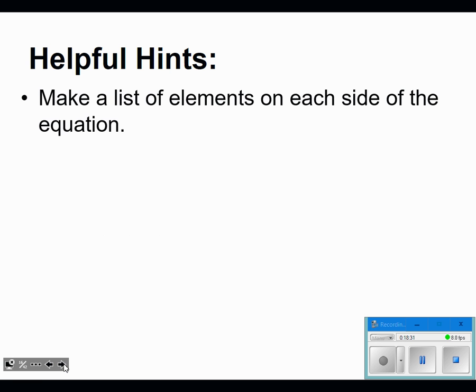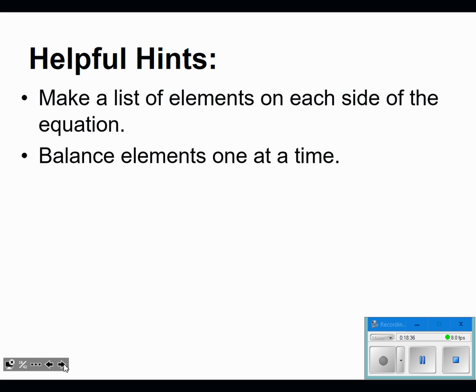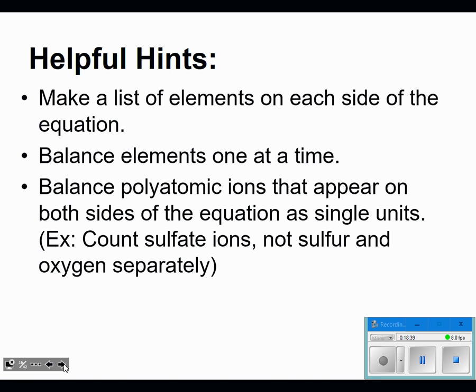So, helpful hints about balancing. 1, make a list of elements on each side of the equation. 2, balance the elements one at a time. 3, balance polyatomic ions that appear on both sides of the equation as a single unit. Now I will tell you, water can sometimes be written instead as HOH. If you write water as HOH, then you're going to see it as a polyatomic ion of hydroxide. So that'll sometimes help you when you're doing certain equations. So you can write water as HOH so that you'll see hydroxide on both sides.